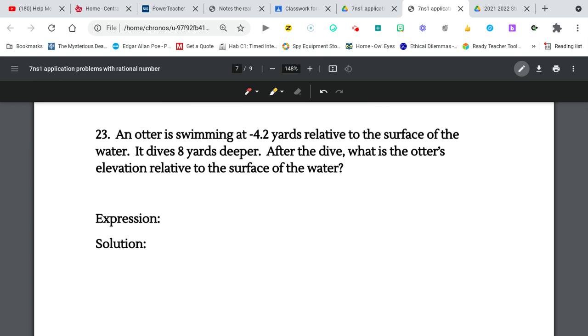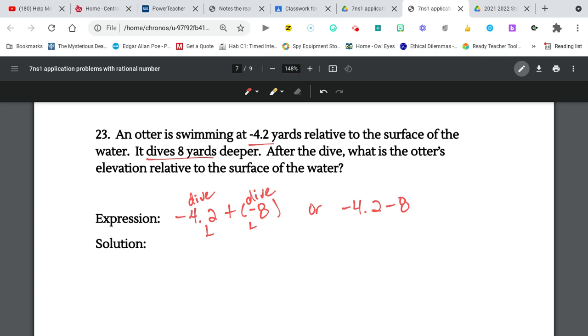All right, 23. An otter is swimming at -4 2/10 yards relative to the surface of the water. It dives 8 yards deeper. After the dive, what's the otter's elevation relative to the surface of the water? Well, it started here at -4 2/10 yards, and then it dove 8 yards deeper, so plus -8. Or you can say -4 2/10 minus 8. Either way, this represents that it's underwater, okay? That was a dive and that was an extra dive, indicating that they both go down.